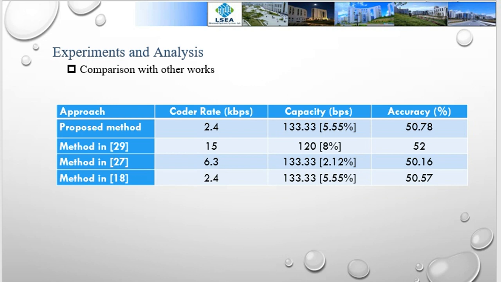For comparison with other work, we can see clearly that even though our coder rate of 2.4 is very low compared to other coders, the accuracy is one of the best, and the capacity is competitive.